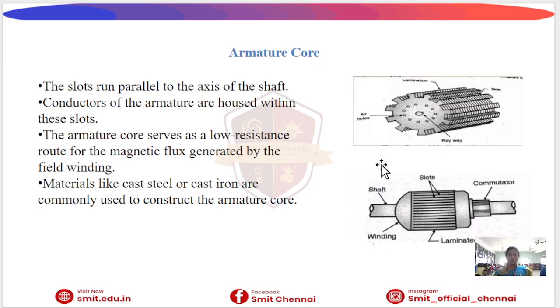Next is the armature core. The armature core is the rotating part of the generator. It contains slots, a teeth-like structure, that run parallel to the shaft. These slots hold the armature conductors. The armature core provides a low resistance path for the magnetic flux. It is made of cast iron or laminated iron, so the armature core is built as a lamination. This lamination helps to reduce the eddy current loss.